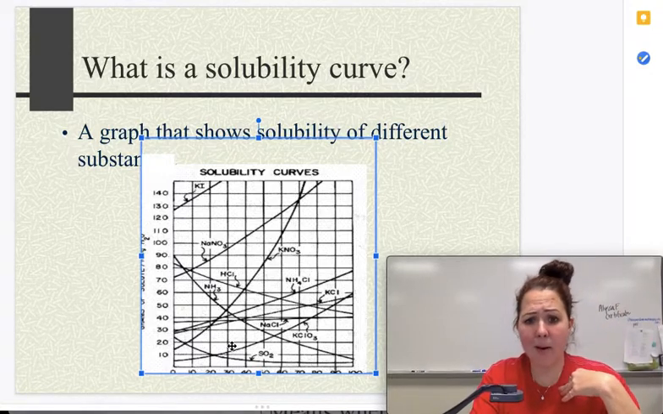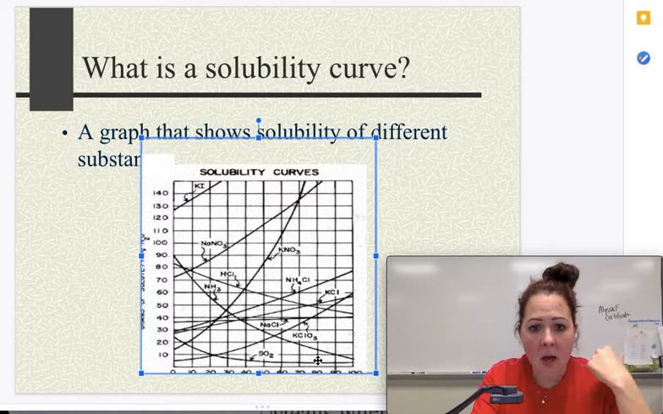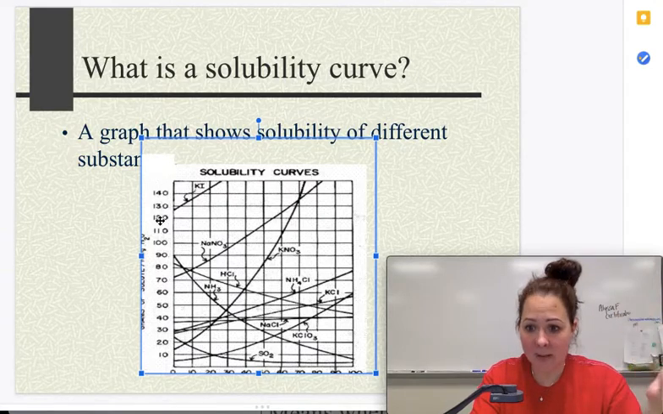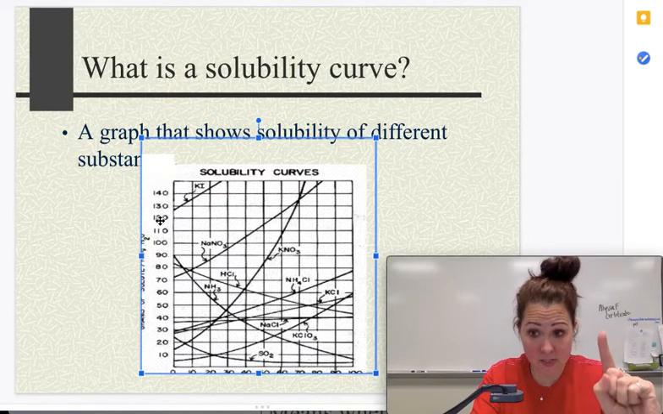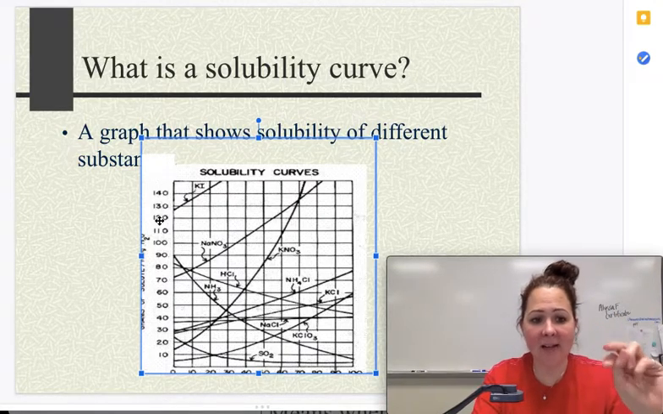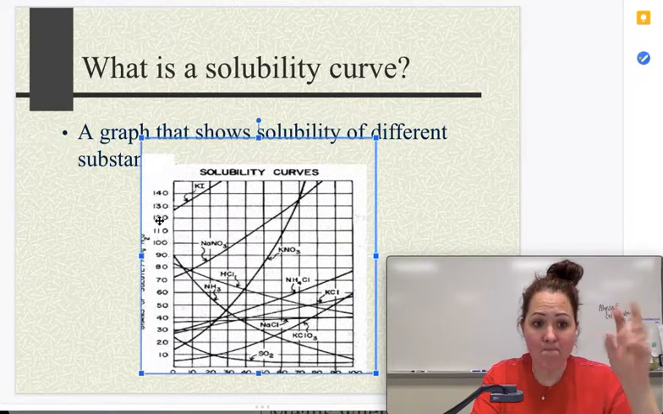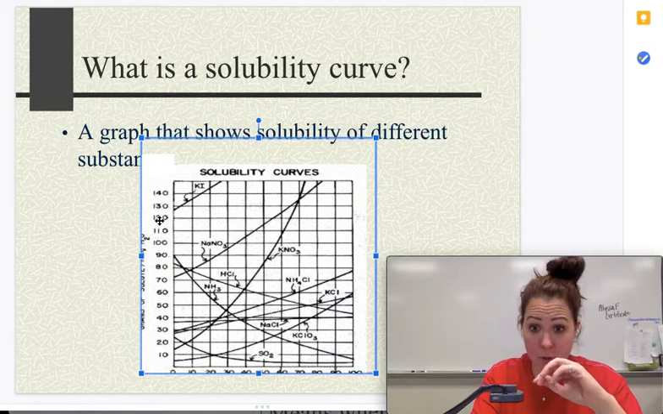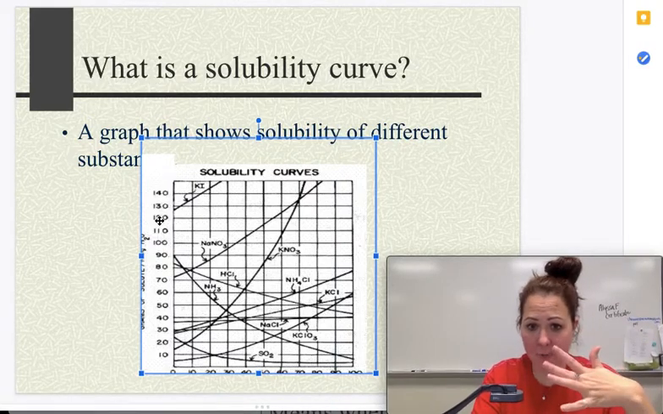If it asks about, I don't know, potassium iodide, let's see, it's up here. This is my potassium iodide line. So as it asks the questions, it's going to give you a substance, and it's going to ask you the saturation, the solubility, at a particular temperature, because everything is temperature dependent.